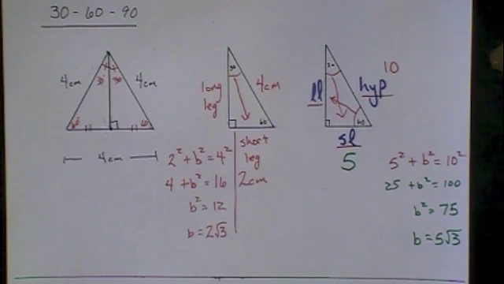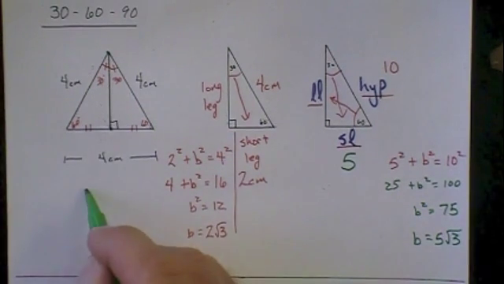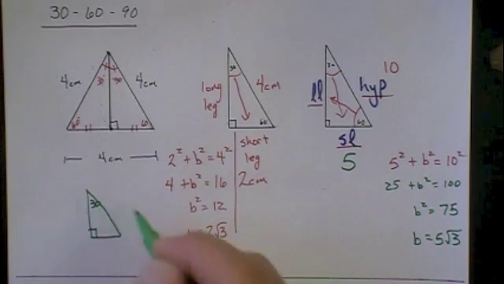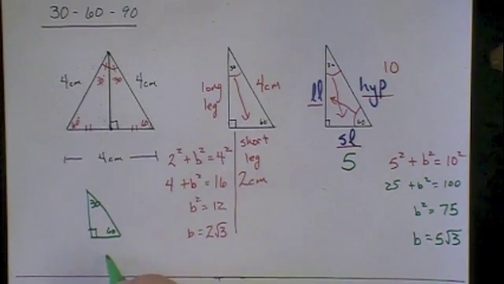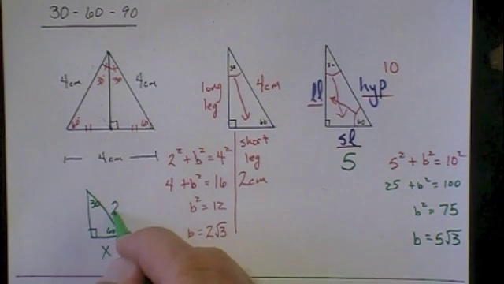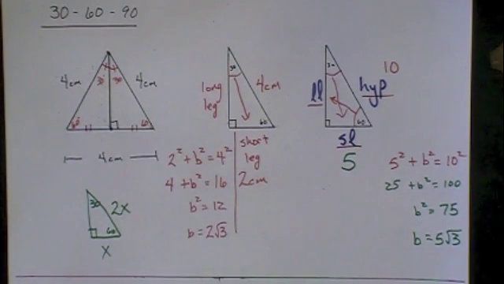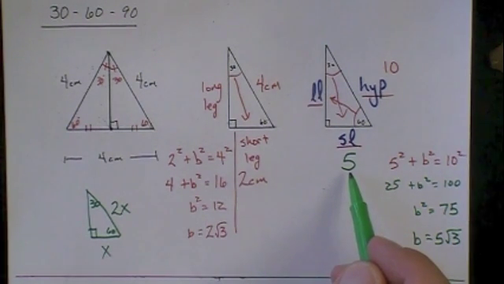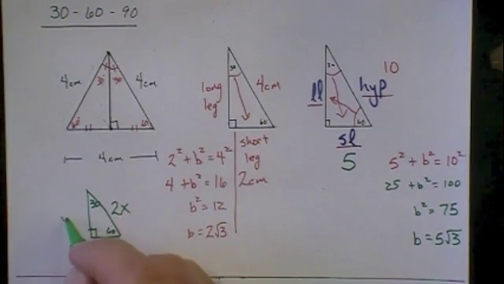Seems like we have a pattern here. If we have a 30, 60, 90 triangle, and we know that the short leg is x, then the hypotenuse would be double that, so that would be 2x. And the long leg would be that same value as the short leg times the square root of 3.